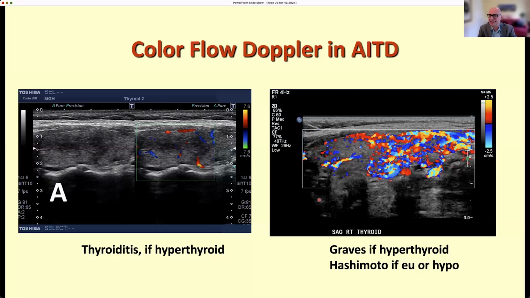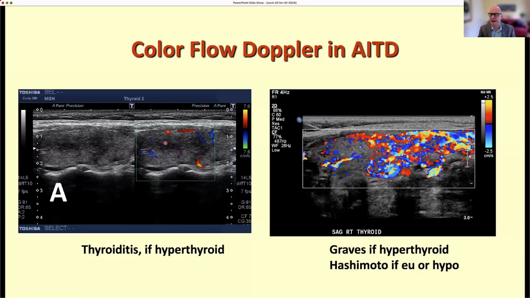Now, we said that we can distinguish, but it is very important to understand the meaning of the flow in color flow Doppler in autoimmune thyroid disease. If you see very pronounced color flow Doppler in a person who's hyperthyroid, they have Graves' disease. If they're hyperthyroid and they don't have any color flow Doppler, they have some forms of thyroiditis. So that's how you can distinguish thyroiditis from Graves' disease.